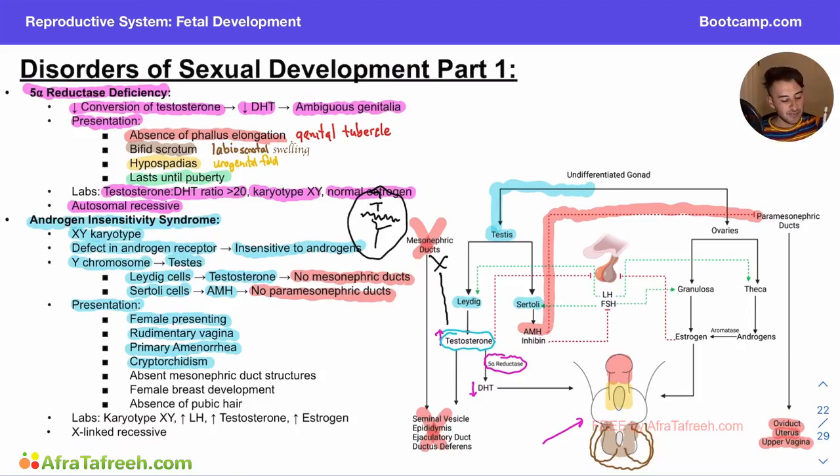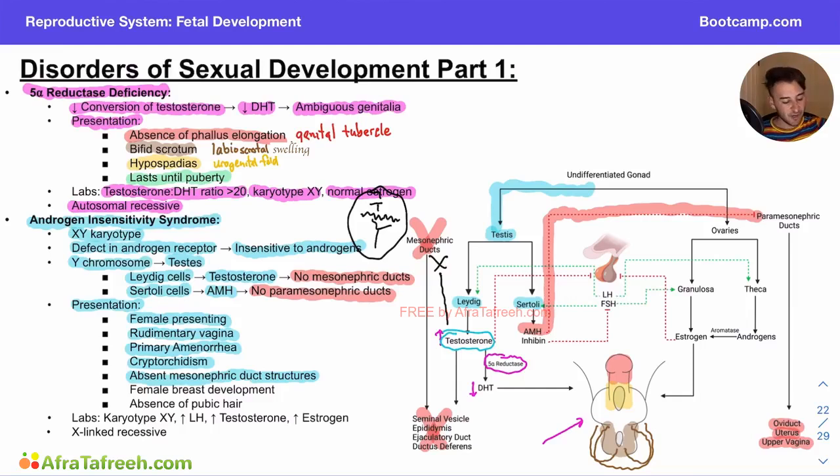Next on our list is going to be our absence of mesonephric duct structures. And why is this happening? Well, we know that the mesonephric duct is heavily reliant on testosterone in order to stick around. And since we talked about the fact that our testosterone cannot act on our mesonephric ducts, we are not going to be able to support these structures. So these patients will not have any of the structures we classically associate with the mnemonic SEED.